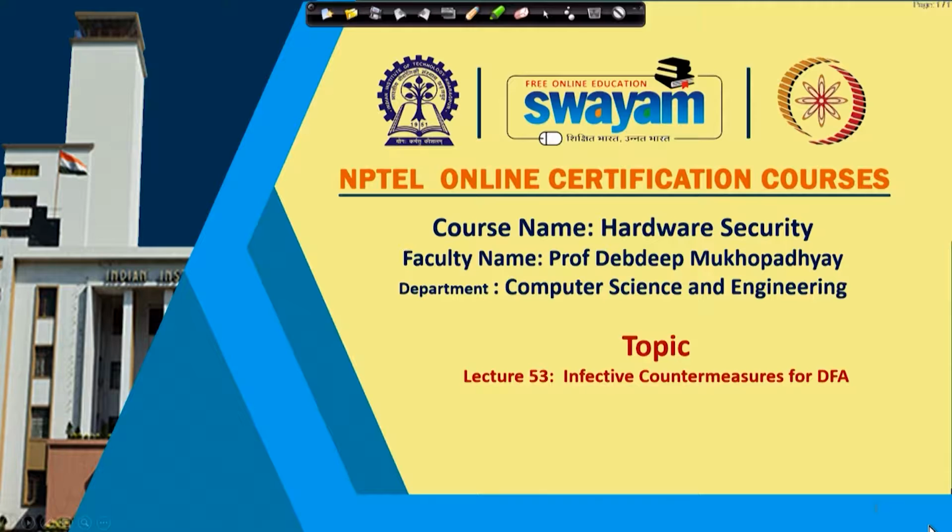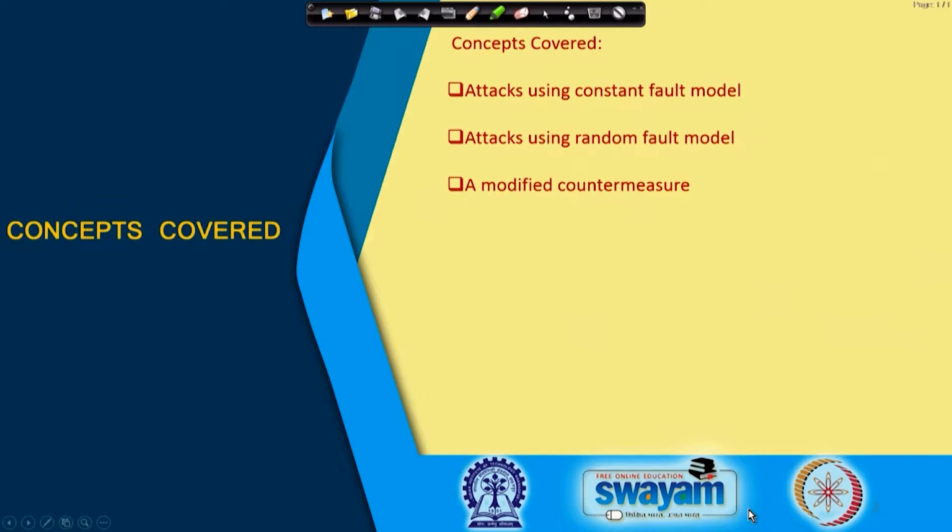So, welcome to this class on hardware security. We shall be continuing our discussions on infective countermeasures for differential fault attacks. Today we shall be discussing a few attacks. We already started discussing an attack against a potential infective countermeasure using a constant fault model.